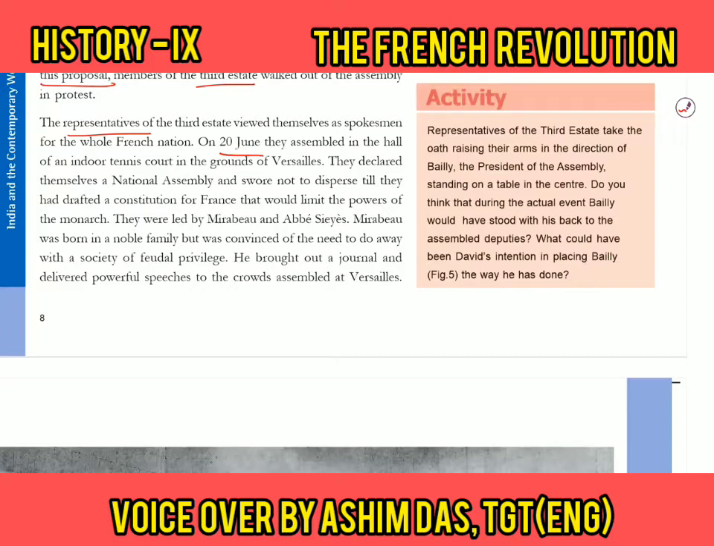And on 20 June 1789 they assembled in the hall of an indoor tennis court in the grounds of Versailles, where people used to go to play tennis. They declared themselves a National Assembly, the assembly of the whole nation, and swore a promise not to disperse or break the association until they had drafted a constitution for France that would limit the powers of the monarch, King Louis XVI.